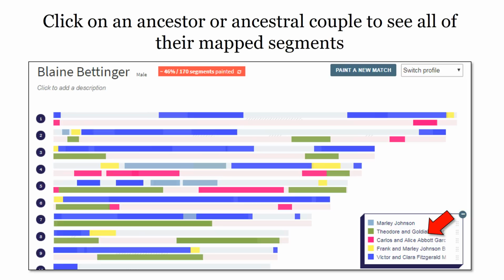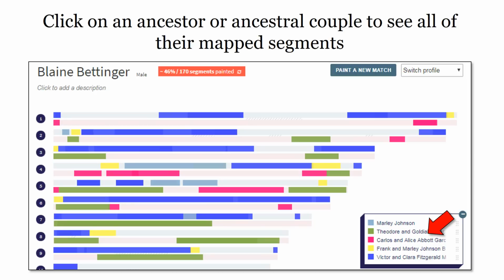Okay. Now here is a more detailed map of one of my chromosome maps, for example. So I have a lot more segments mapped here than on John Doe's profile. And one thing you can do here is you can click on individual ancestors to see the segments that have been identified or mapped to that ancestor.